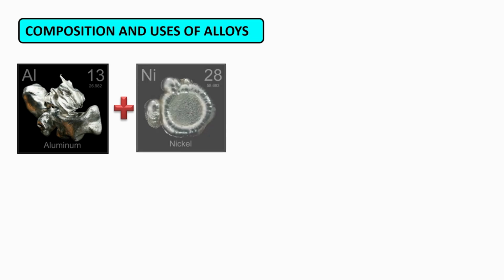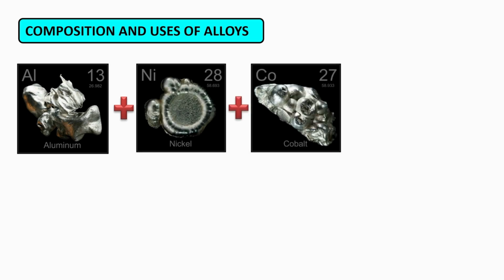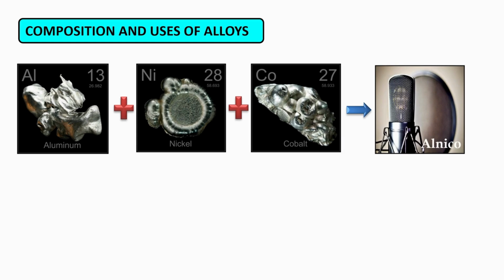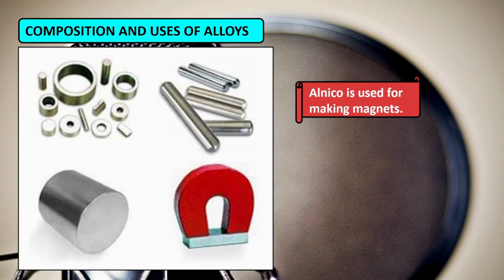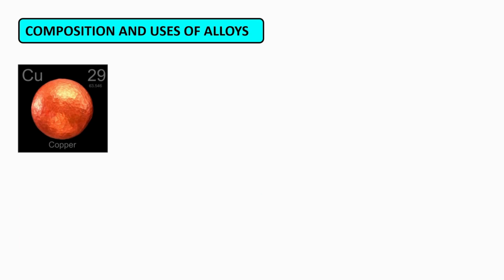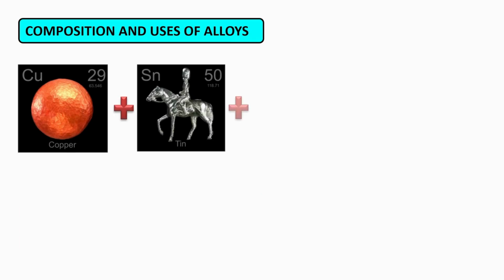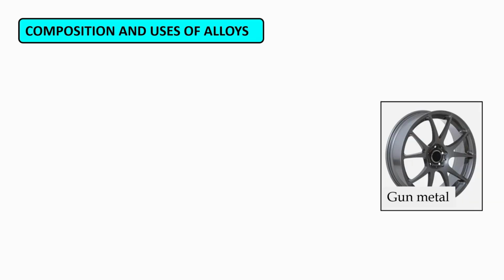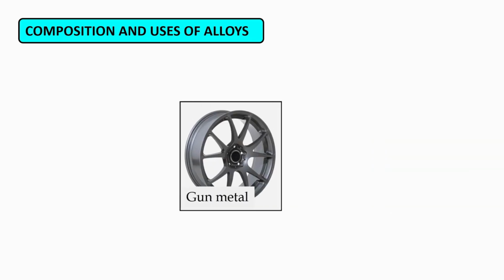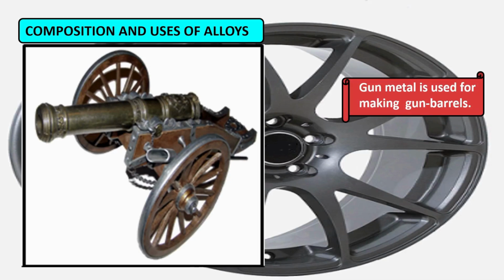Aluminium plus nickel plus cobalt gives us alnico. Alnico is used for making magnets. Copper plus tin plus zinc gives us gunmetal. Gunmetal is used for making gun barrels.